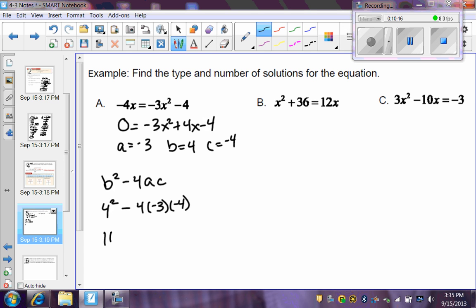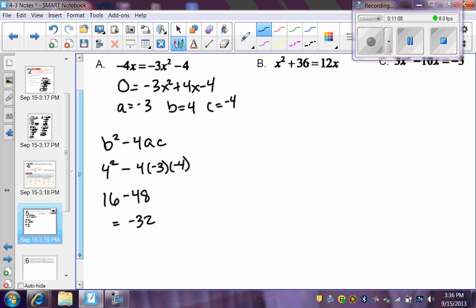So 4 squared is 16. Negative 4 times negative 3 times negative 4 is going to be negative 48. And then 16 minus 48 would equal negative 32. Now, because this value is less than 0, that tells me that there's two non-real solutions, or you can write two imaginary solutions. Either one would be correct.